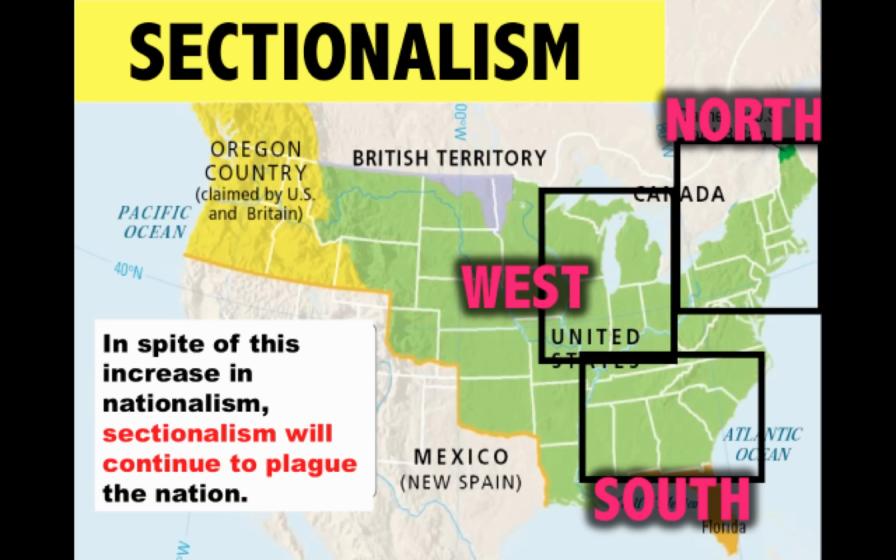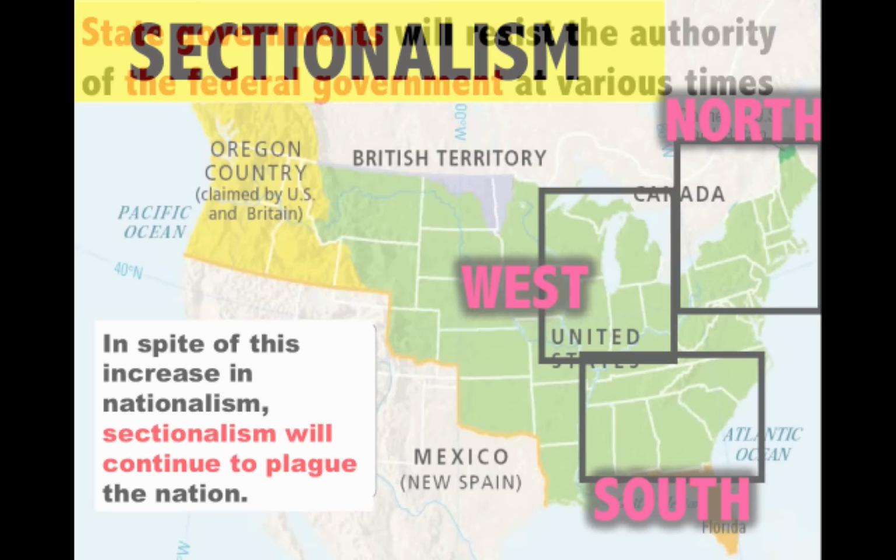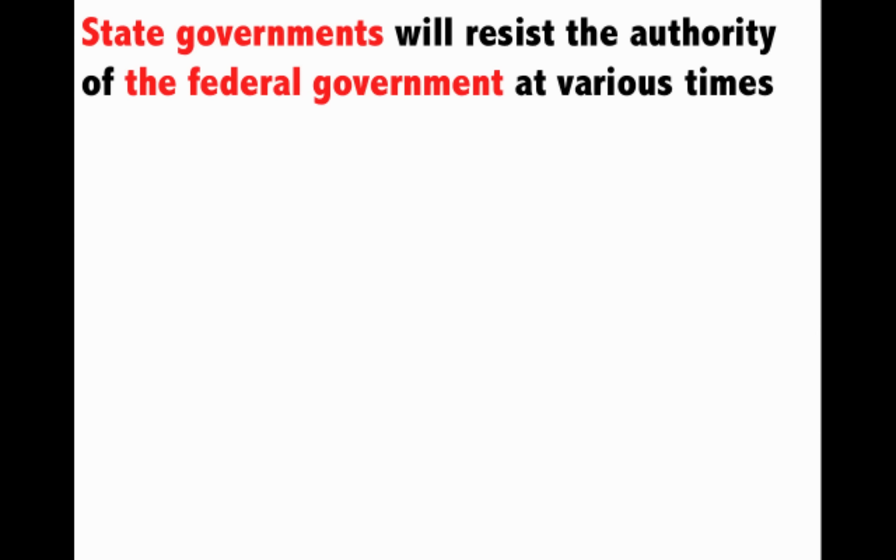Big idea in this period as we move west, it's essential you understand the rise of sectionalism. In spite of this increase in nationalism, sectionalism will continue to plague the nation. You're going to have the Northeast, the North, the West, and the South, and they're going to all pursue their own kind of agendas. In fact, state governments at this time will also resist the authority of the federal government.